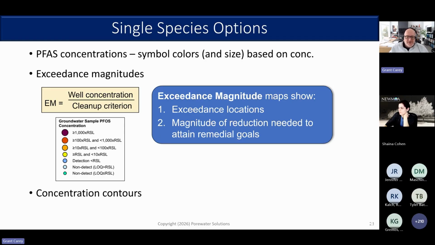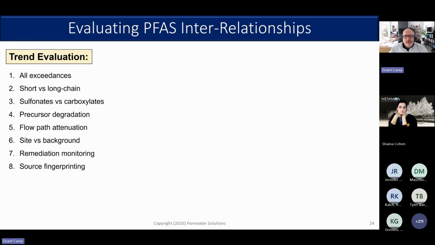So any exceedance magnitude greater than 1, exceedances that might have to be dealt with. If it's less than one, you don't have an exceedance there. So very simple, helps you to see where exceedances occur at a site and evaluate how many orders of magnitude reduction do you need to achieve to meet remedial goals. And then there's also concentration contours, an obvious way we can evaluate data for one species at a time, but you need a fair bit of well data to actually be able to do that.